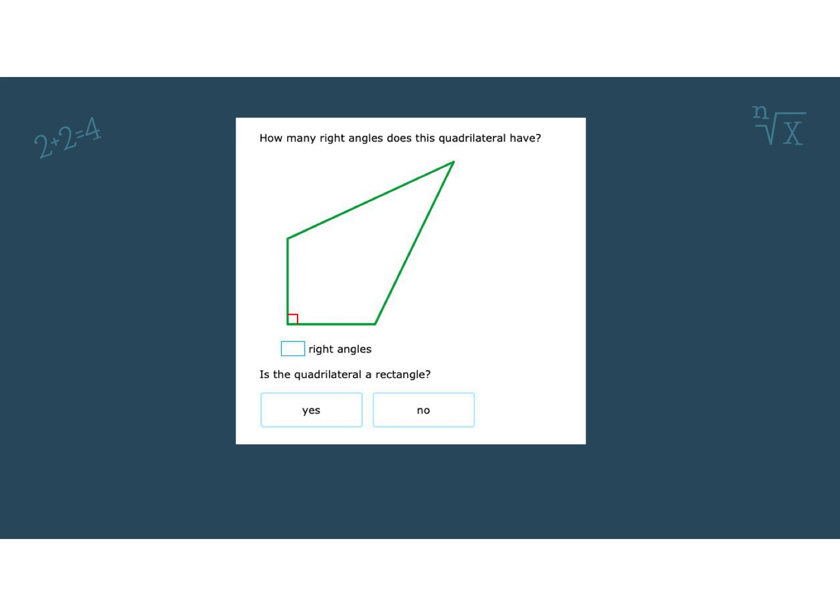All right, the last thing this one says is, how many right angles does this quadrilateral have? Well, right here we see the coding for a right angle, so it has 1 right angle. And then, is this quadrilateral a rectangle? Well, if we remember from what we talked about earlier, a rectangle has to have 4 right angles. So this one right here only has 1. Right here we have an acute, and it looks like 2 obtuse angles. So this is not a rectangle because it does not have 4 right angles.